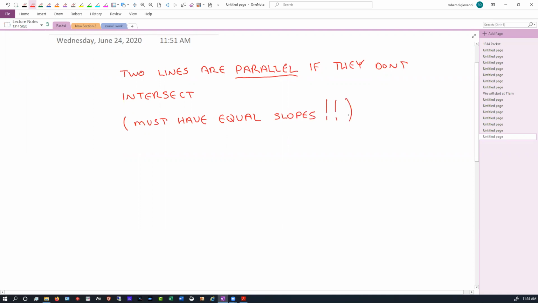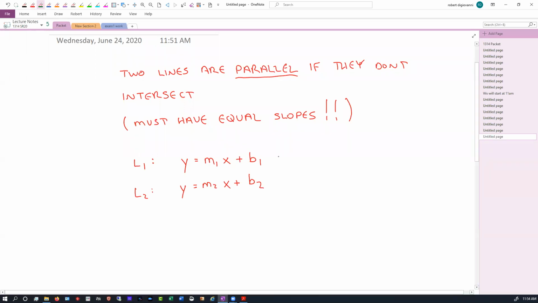Okay, the slopes must be equal. So let me give you a general example of this. Let's say that we have a line, and I'm going to call it L1, and let's say that this line has y equals m1x plus b1. And then y equals m2x plus b2. So I'm giving you two lines that are written in slope-intercept form.